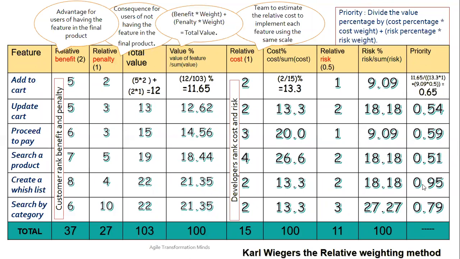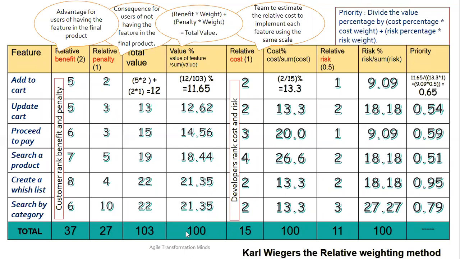priority, which means that considering value, cost and risk, you should first deliver create a wish list. It is advisable to keep it at the top of the list because it is giving 0.95. Then you give search by category. Then you keep add to cart, then proceed to pay, then update cart, and then search a product. So this is a mathematical model.